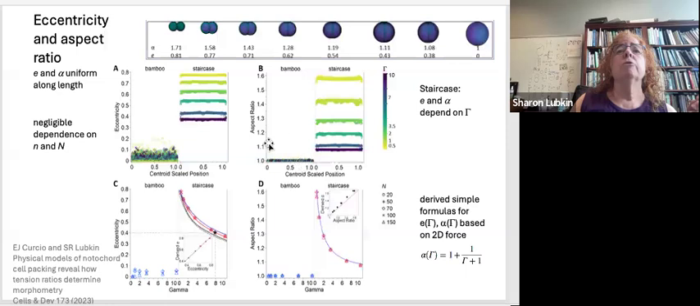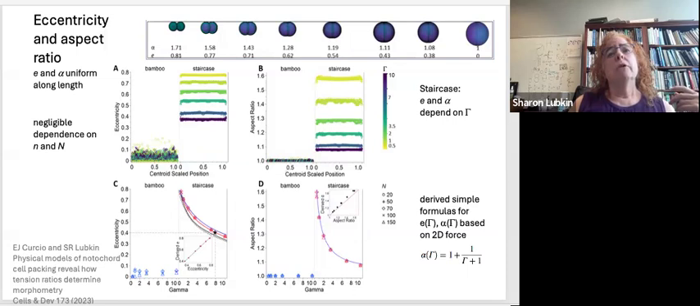Likewise, we were able to confirm that the aspect ratio of these structures in bamboo was always 1, that the aspect ratio of the staircase configurations was always greater than 1, and very uniform in the interior, slightly tweaked towards the ends, as you might expect, because the curvature is changing. The two curvatures are changing.